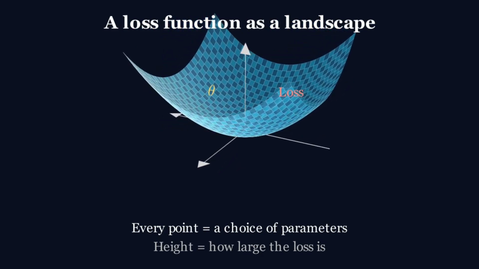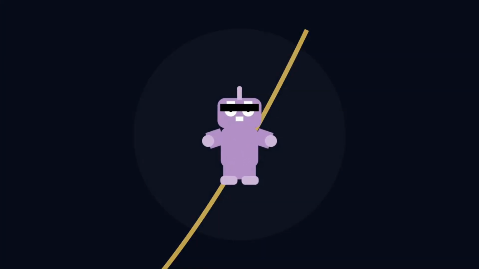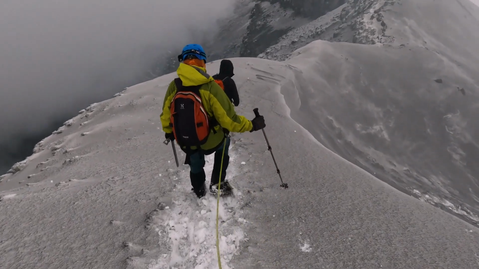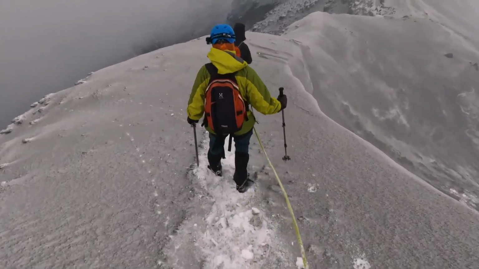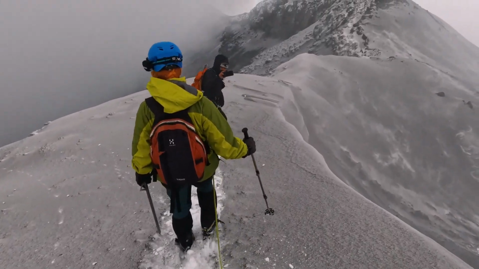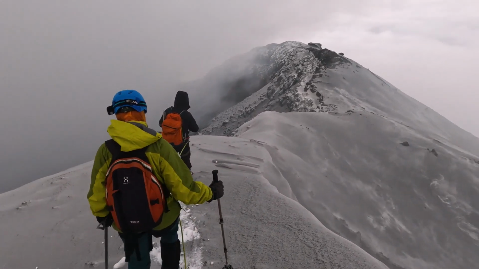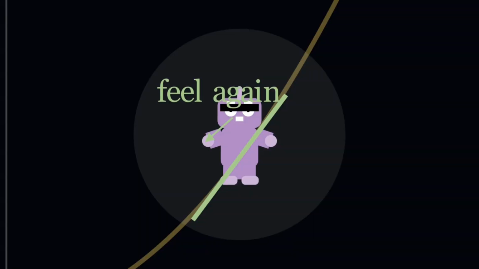So how do we do that? Imagine you're standing somewhere on the side of a huge mountain. It's the middle of the night, you're completely blindfolded, and you can't see the valley. You have absolutely no idea where the lowest point is. The only information you have is how the ground feels beneath your feet. You can tell which direction slopes downhill the most. So, naturally, you take a few careful steps in that direction.